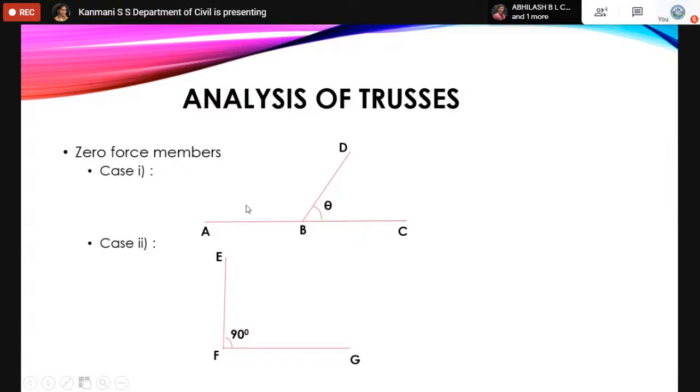For example, if I have 4 forces at one joint, all are 90 degrees to each other, then you can straight away write that forces in 2 collinear members are equal and opposite, equal in magnitude and opposite in direction. You can put it for 4 forces acting at one joint.